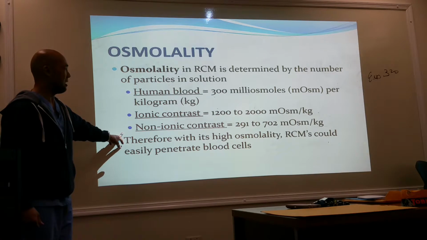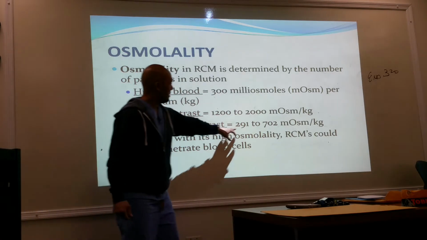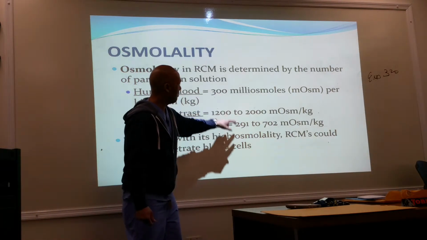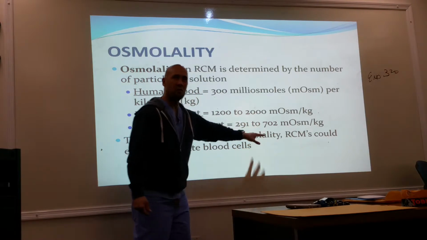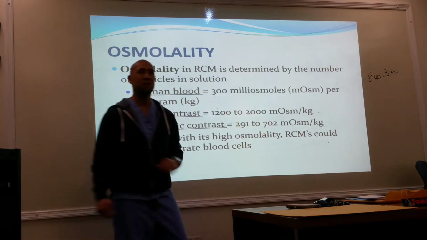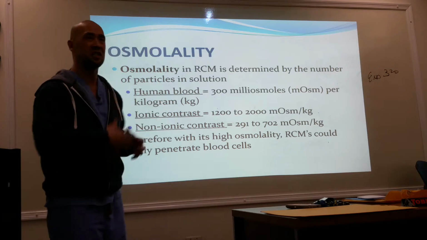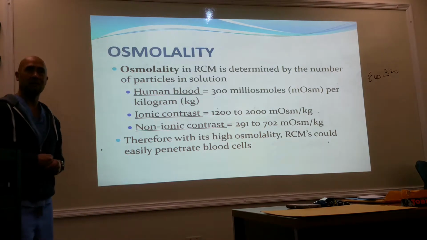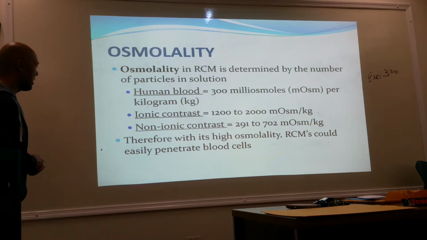Whereas non-ionic is as low as 291, very similar to that of blood, and probably doubles, almost triples, but it's very similar to blood, and that's why there isn't such a sudden shift. Is that making sense? Okay.